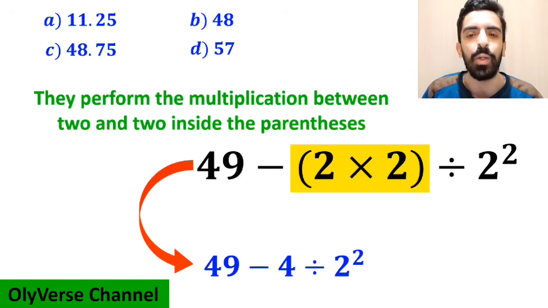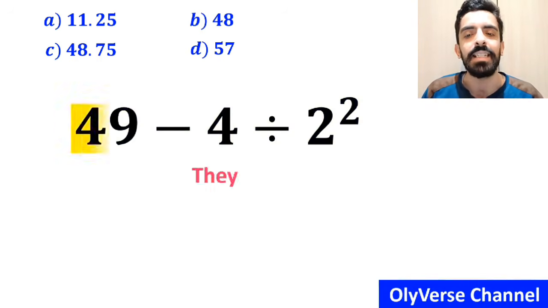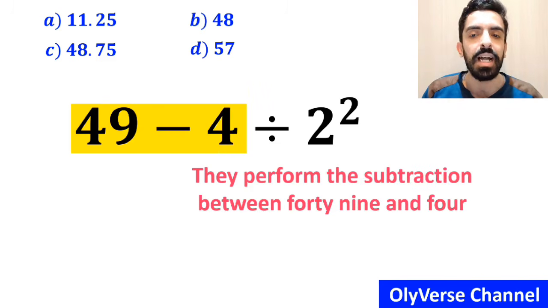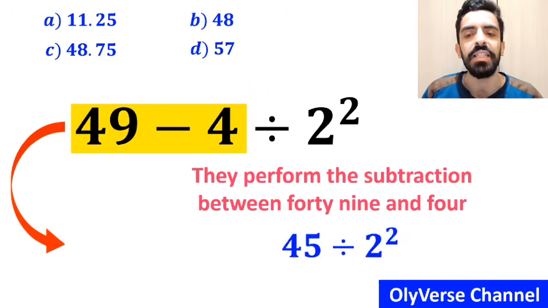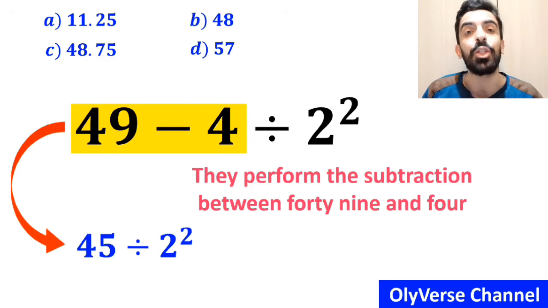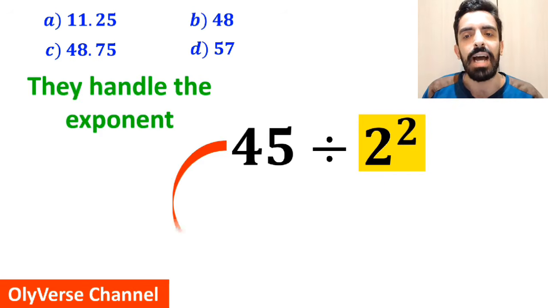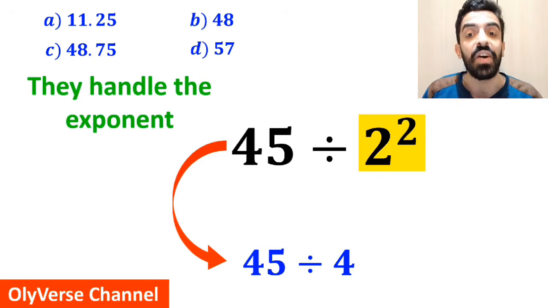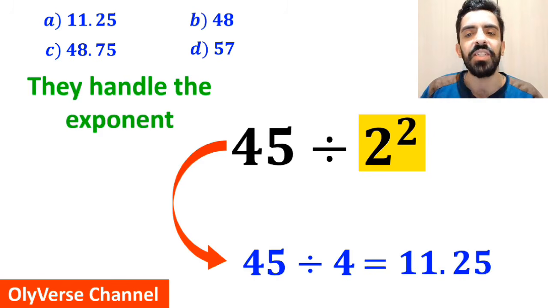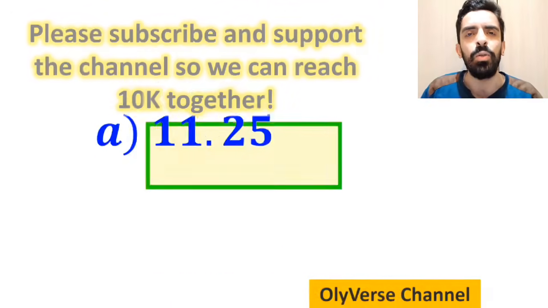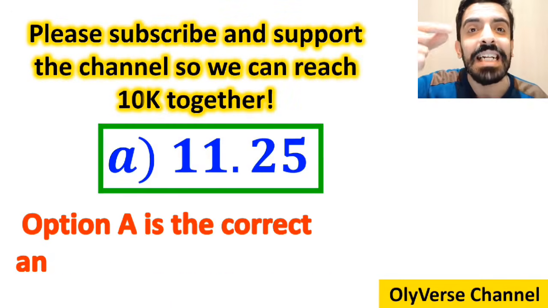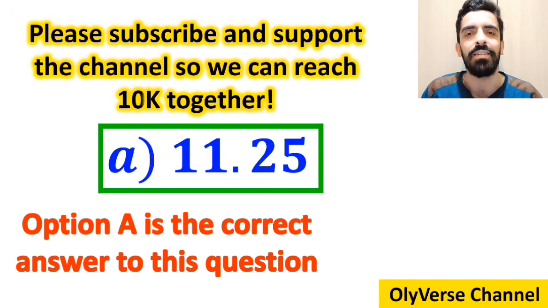Then, they perform the multiplication between 2 and 2 inside the parentheses and write this expression as 49 minus 4 divided by 2 squared. Next, they perform the subtraction between 49 and 4 and simplify this expression to 45 divided by 2 squared. In the final step, they handle the exponent and write this expression as 45 divided by 4, which ultimately gives them the answer 11.25. And they conclude that option A is the correct answer to this question.